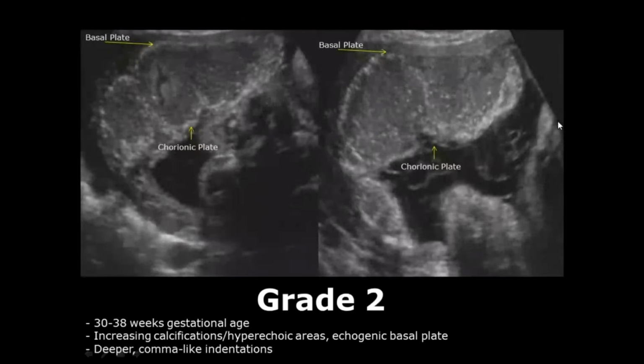A grade 2 placenta is from 30 to 38 weeks of gestational age. There are calcifications at the basal plate, and the indentations are much deeper, and these indentations are comma-like indentations, and there is increased calcification in the placenta. Now the placenta may remain at grade 2 until delivery.